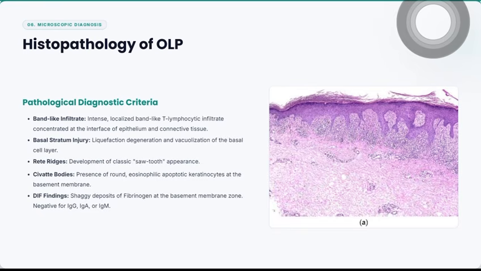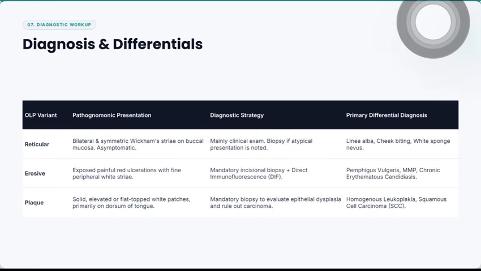On direct immunofluorescence, there is a shaggy fibrinogen deposit at the basement membrane, and it is negative for IgG, IgM, and IgA. Now, coming to the diagnosis and its differentials.